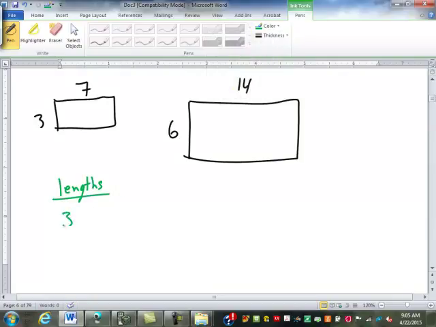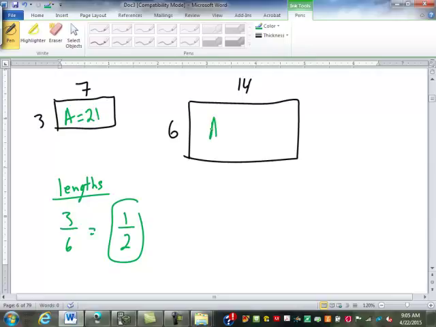Well, 3 became 6, right? Or reduces to a 1 to 2 ratio of lengths. Or 7 became 14, would also reduce to 1 to 2, right? But what's the area of this first one? How to find the area of a rectangle? It's a 21. 21, 3 times 7.